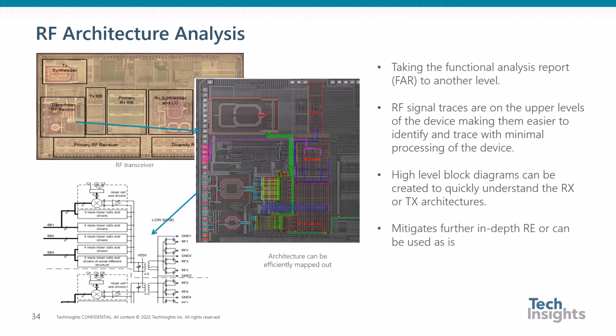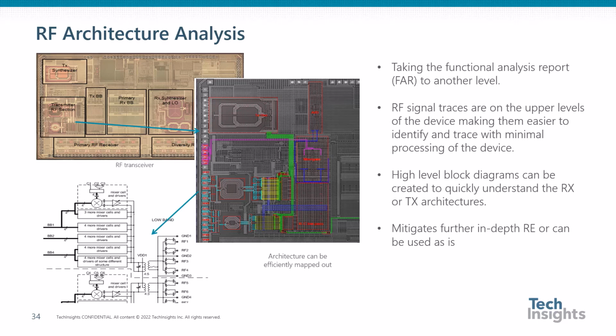What you are seeing here in the top left corner, the gold image, is the die photo of the top layer of the RF transceiver. The center image is a SEM image of the transmit section of the die with some of the metal routing information annotated on it. The resulting schematic is in the lower left corner.